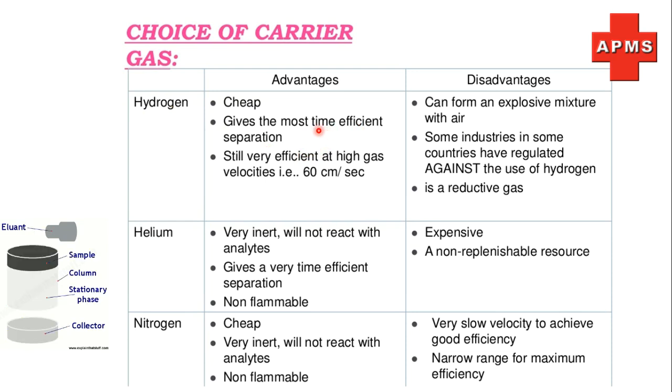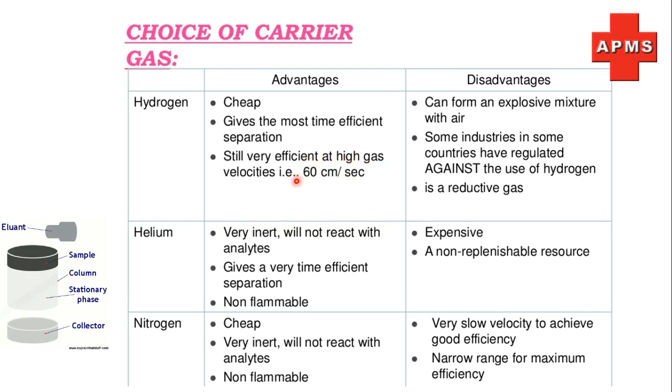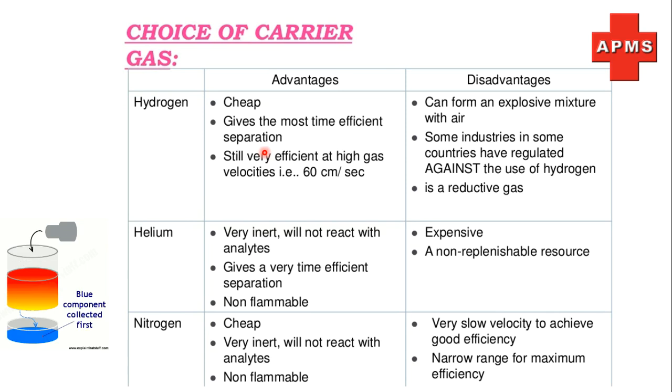It requires less time for analysis because it is a very thermally conductive and very low density gas. Still very efficient at high gas velocities, meaning a 60 centimeter per second flow rate. Even at this high gas velocity, it is efficient, meaning it helps to separate the different components of the sample.